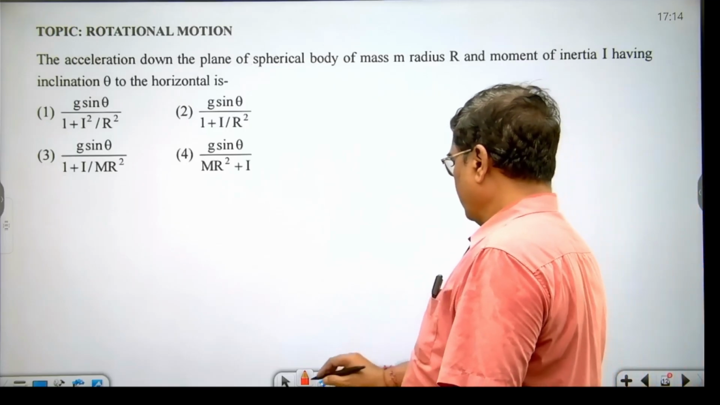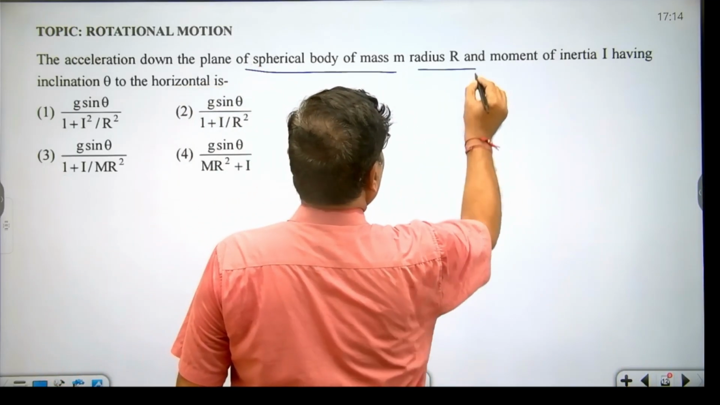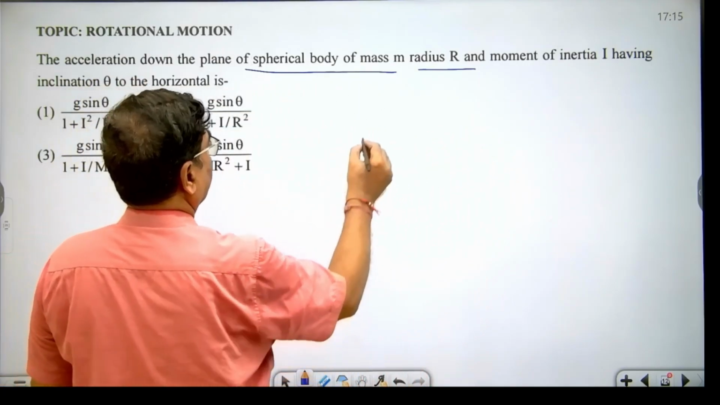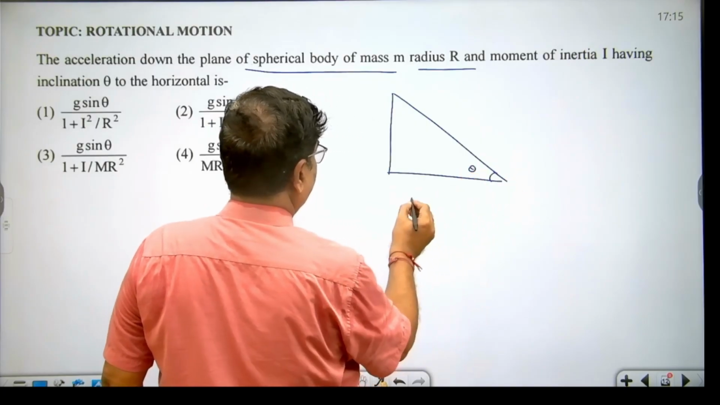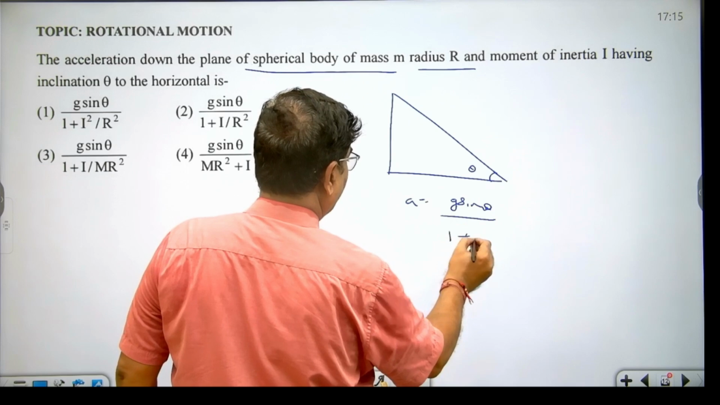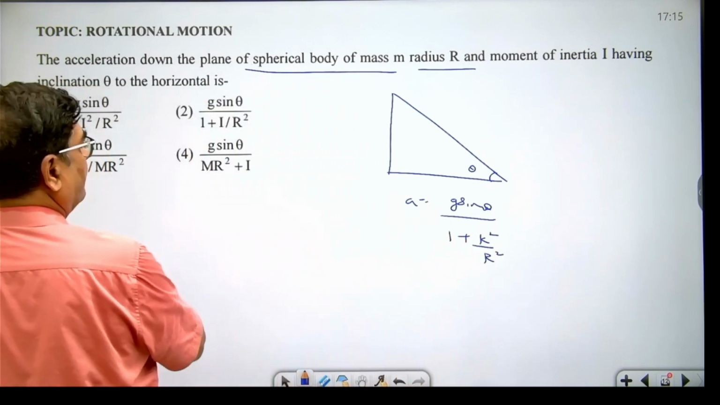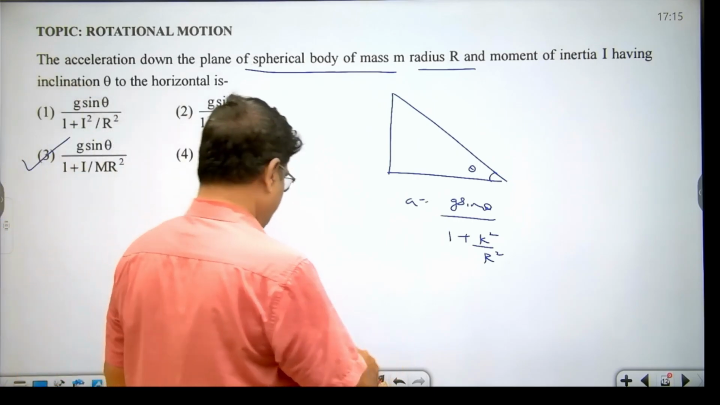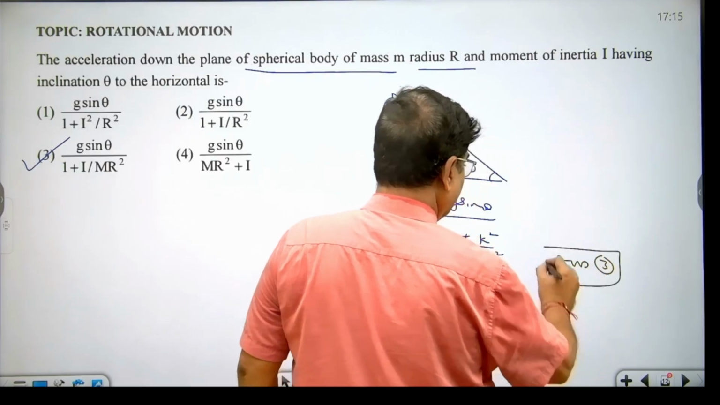The acceleration down the plane of a spherical body of mass m and radius r and moment of inertia I having angle of inclination theta. This is g sin theta upon 1 plus k square upon r square. Multiply by m, so this answer will be I upon mr square. So out of 4 choices, the correct choice is option 3.